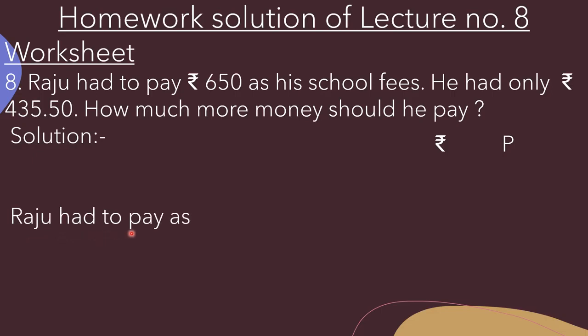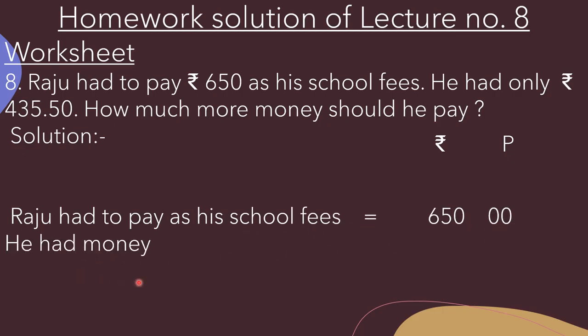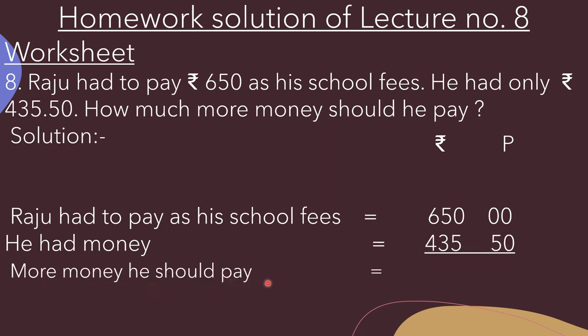Raju had to pay as his school fees, that is equal to rupees 650. Now he had money that is equal to rupees 435 and 50 paise. Now we have to write that more money he should pay. That is equal to, we have to find out that. So here we will put minus sign.